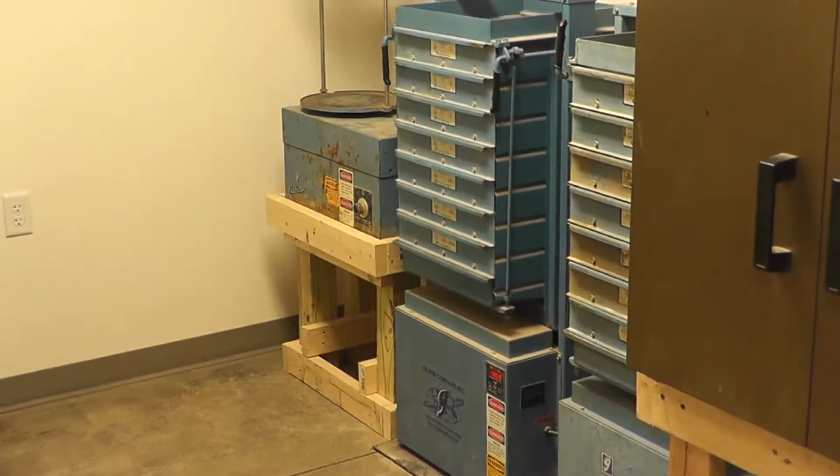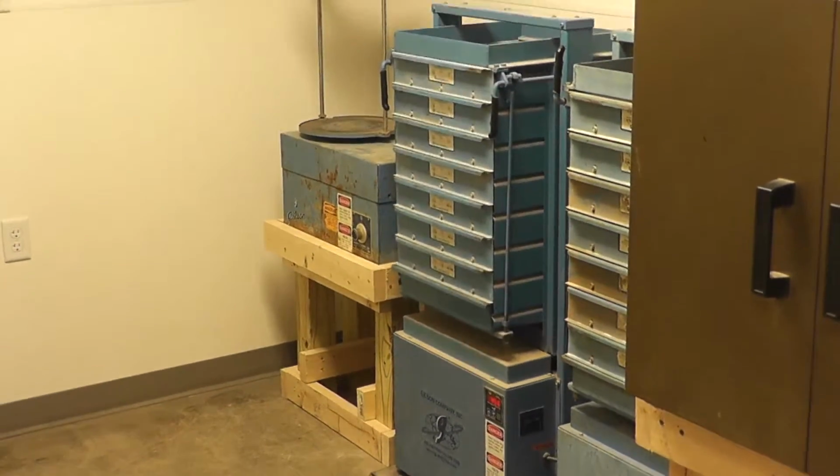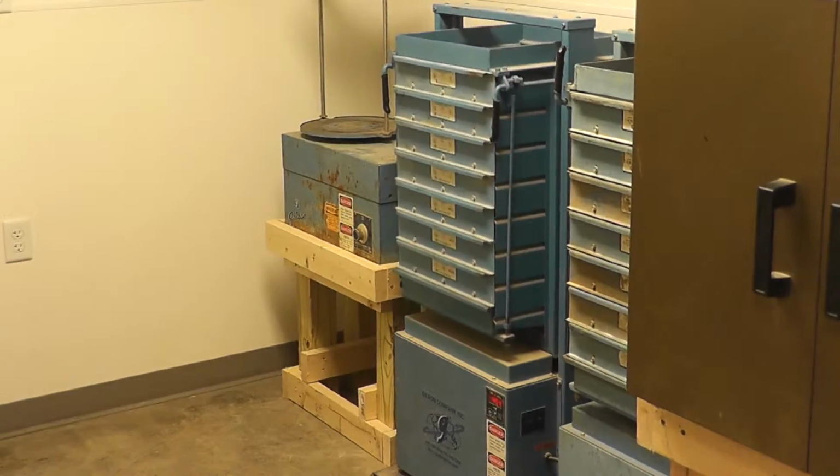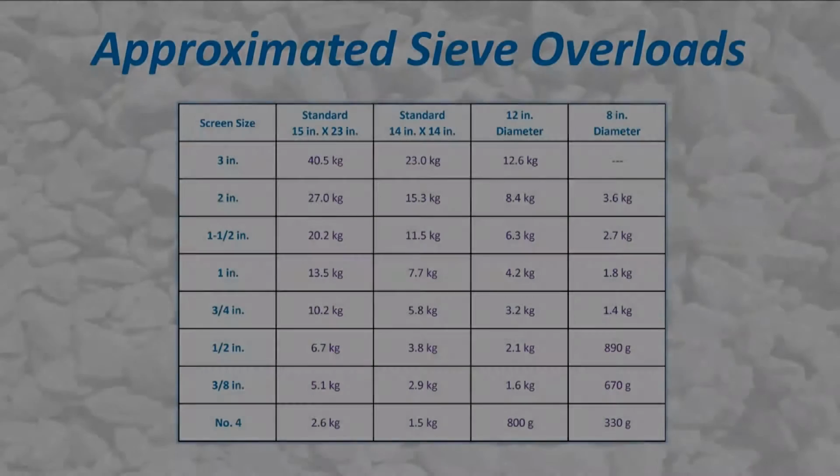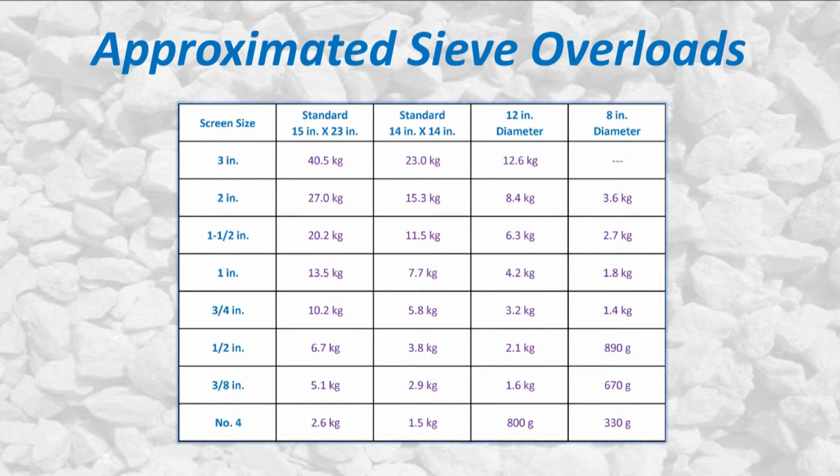Depending on the type of sample, an appropriate shaker and sieves shall be selected for the shaking procedure. Every effort should be made to avoid overloading the sieves. The weight retained on each sieve may not exceed the allowable amount indicated in the following table.